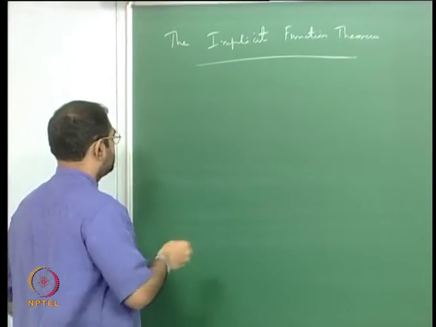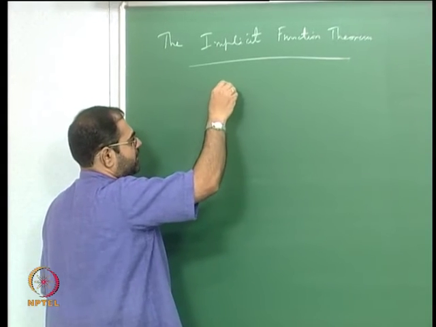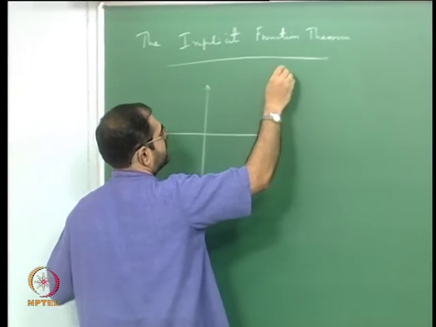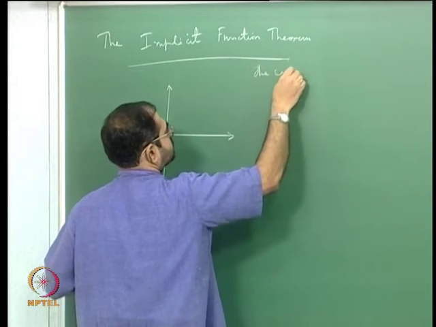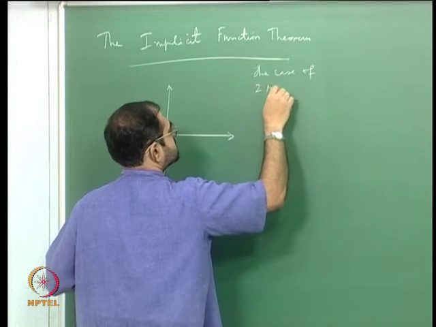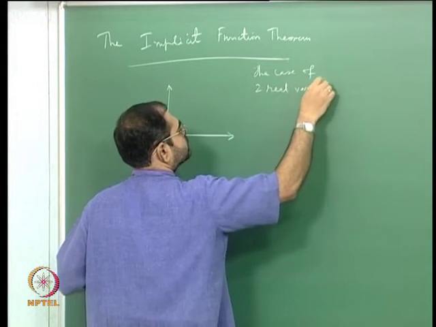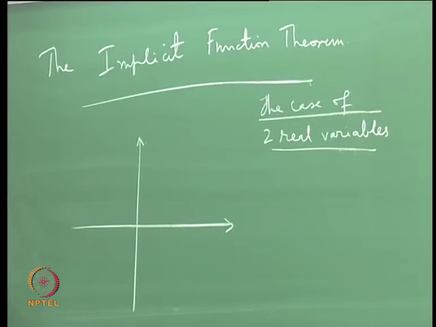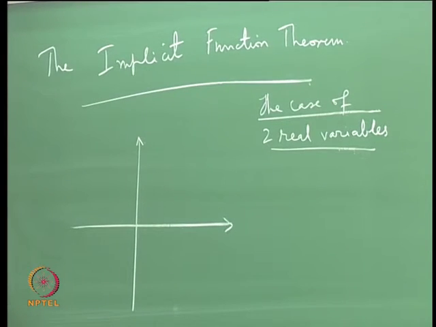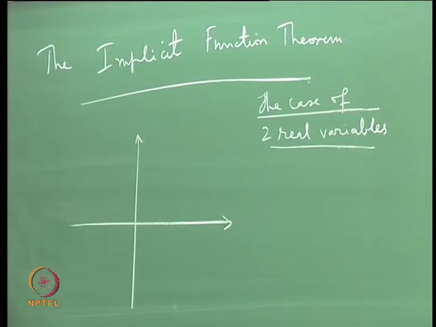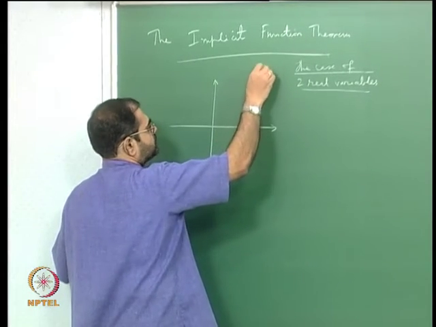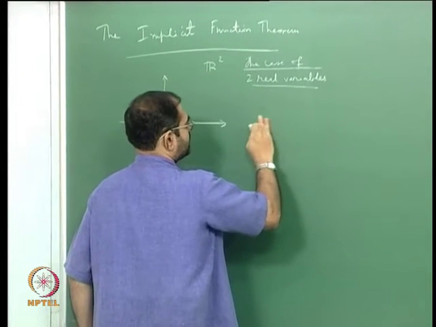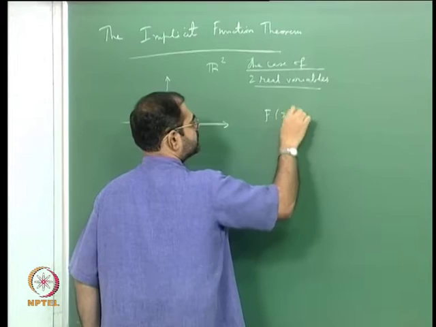So let's look at a very simple example, the case of two real variables. This is something that you should have come across in a first or second course in real analysis. So we take the plane R2 and let's look at some equation of the form capital F of x comma y equal to 0.